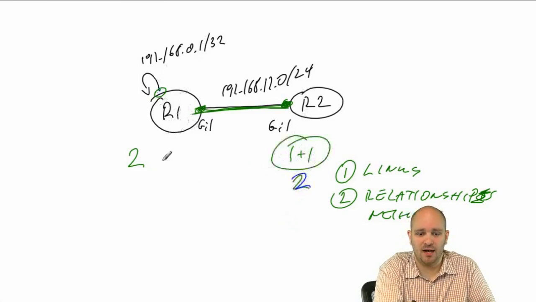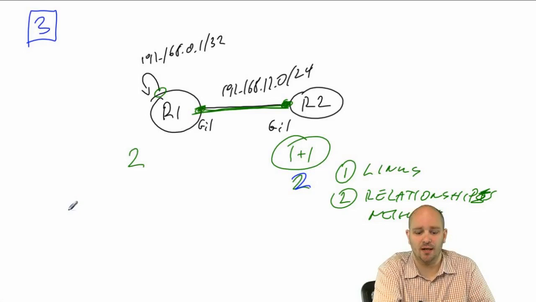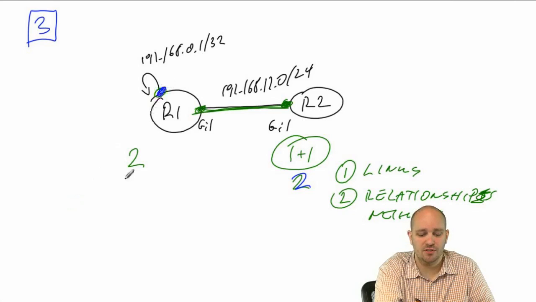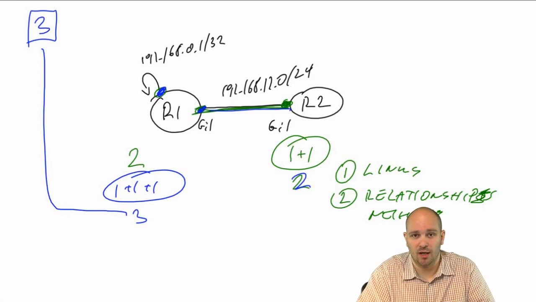Now let's take a look at R1. R1 says, if you remember, that it has 3 links. Well, one is obvious, another one is obvious, and if we describe this relationship here as a link as well, we are going to end up with the number 3, which is going to be exactly what we are expecting to see.